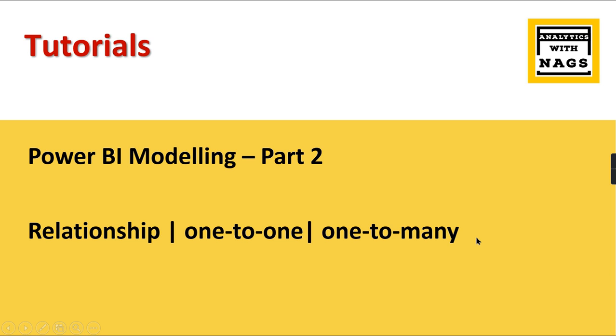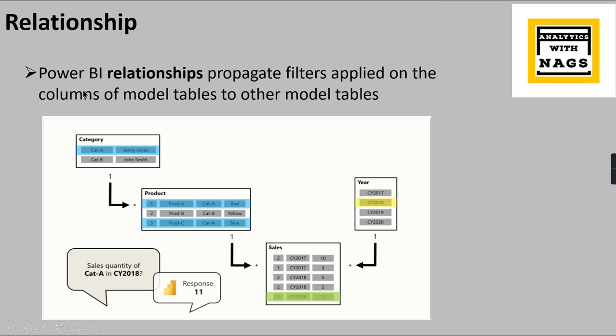Let's begin with relationship. So what is it? A Power BI relationship propagates filters applied on the columns of a model table to other model tables. That's it. That is a simple definition. Here we have 4 tables. The sales is considered a fact table and your product is considered a dimension table. Here is another dimension table. And the product is further related to the category table. So this is how a relationship occurs.